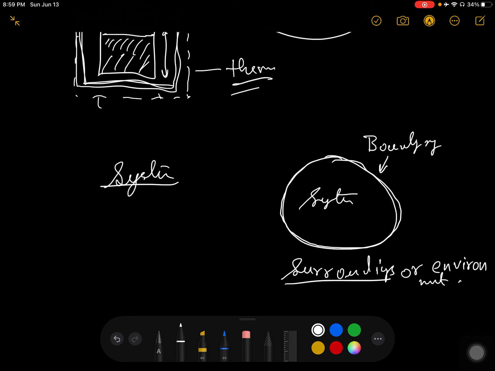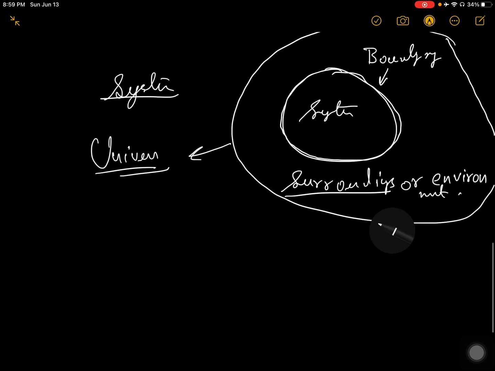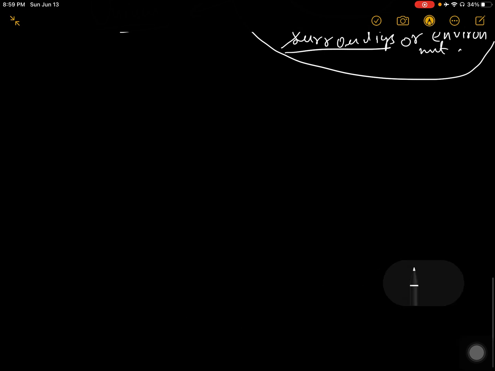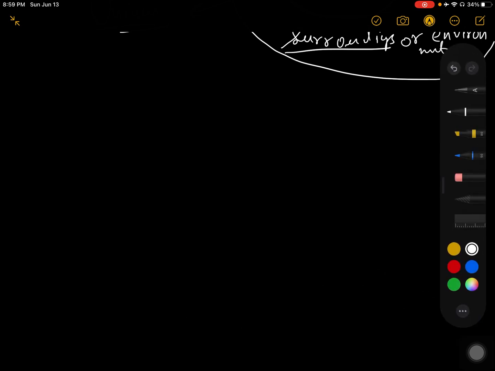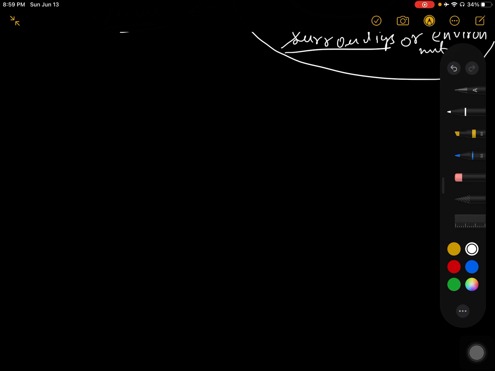So this is how the thermodynamic system is defined. And together, the system plus its boundary plus its surroundings and environment is called a universe. Okay, easy to understand. Now we move on to the next step, which is to understand how many different types of system we have.